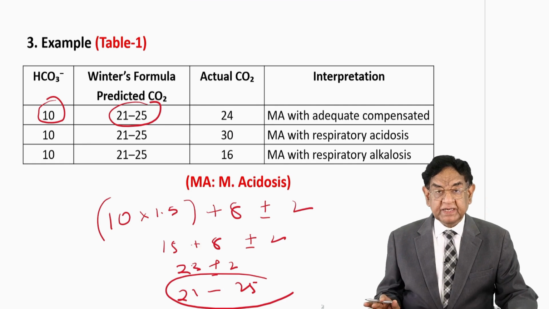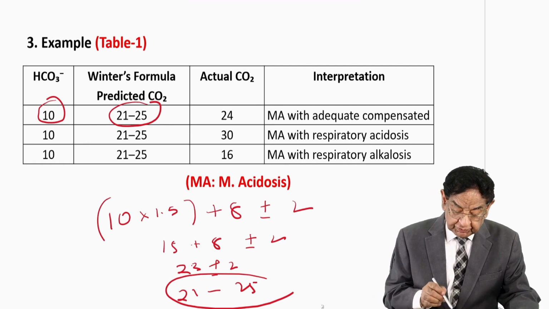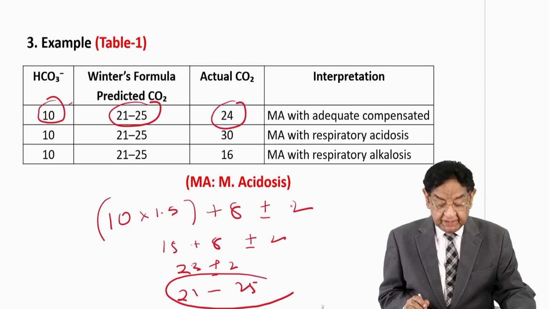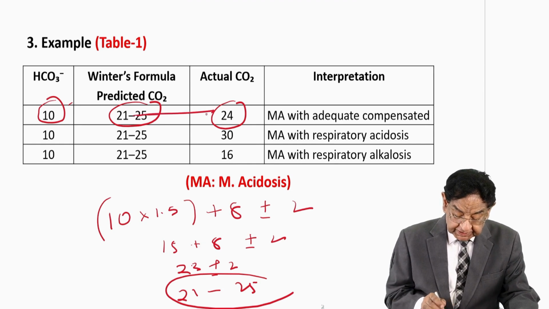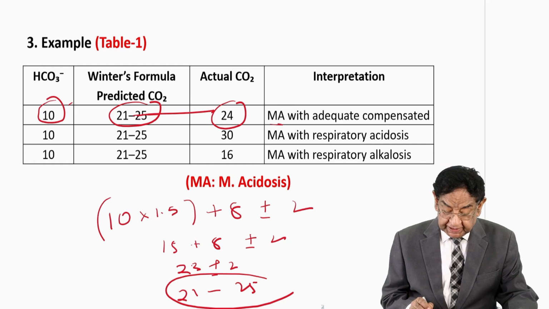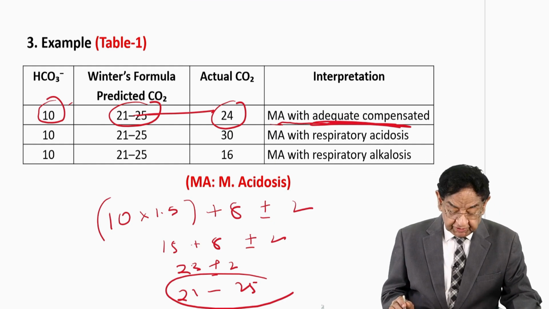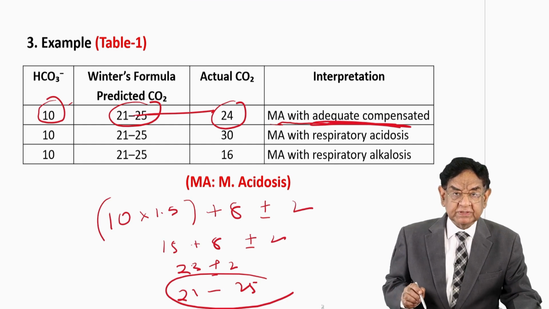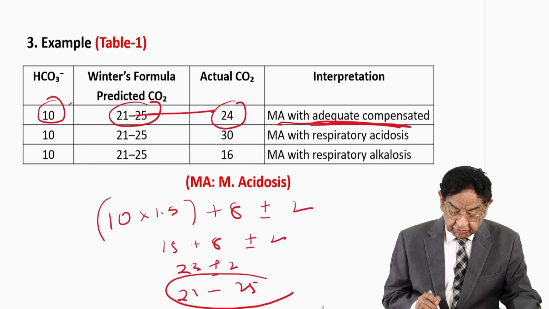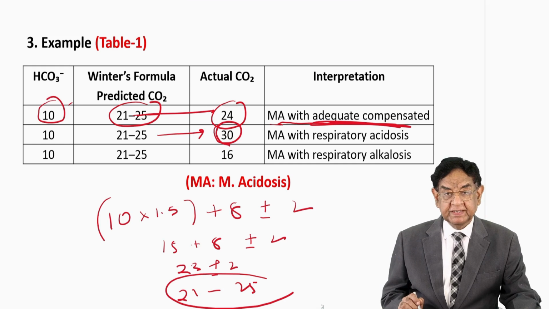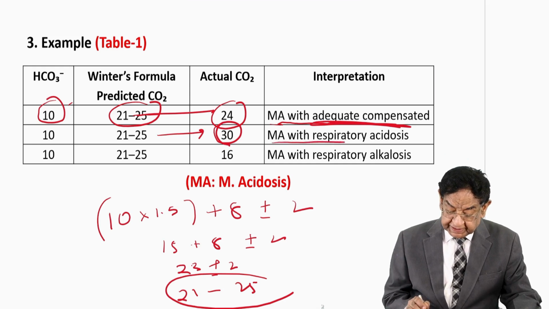This is what I have done. Suppose we got one case where CO2 is 24 with bicarb 10. So now this 24 is in between this range, so we will call it metabolic acidosis with adequate compensation, in the range of 21 to 25. Suppose compensation is occurring, but CO2 is still 30. It is more than 25. Then we call it metabolic acidosis with respiratory acidosis.